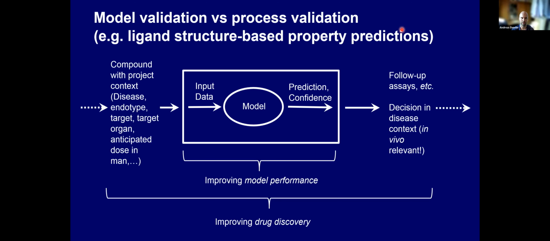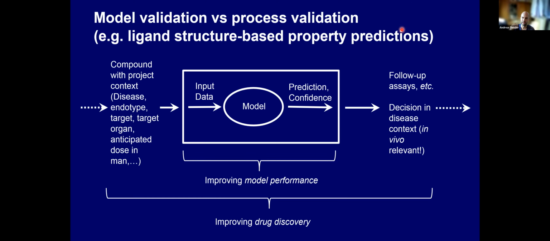For example, when it comes to drug discovery, right? There's a compound with a project context, and that compound, for example, is dosed at a given dose in men, right? And that compound distributes in a certain way in different organs, and if my model then predicts toxicity or any other property, that prediction needs to be put into the context of that particular model.